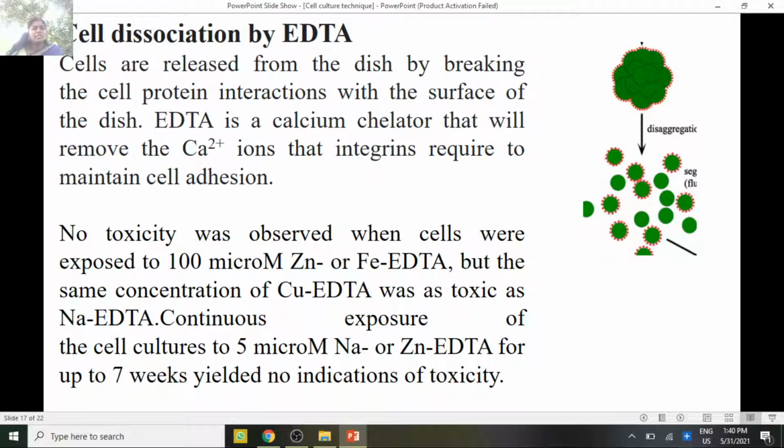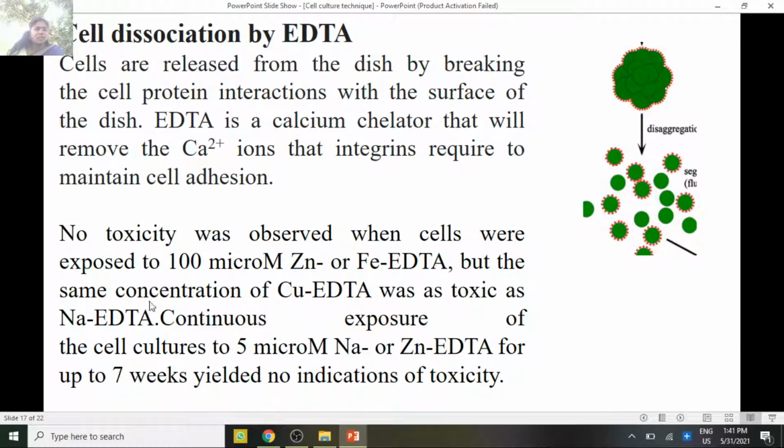Cell dissociation by a chelating agent like EDTA: the cells are released from the dish by breaking the cell-protein interactions with the surface of the dish. EDTA is a calcium chelator that removes the calcium ions required to maintain cell adhesion. No toxicity was observed when cells were exposed to 100 micromolar zinc or iron EDTA, but the same concentration of copper EDTA was as toxic as sodium EDTA.